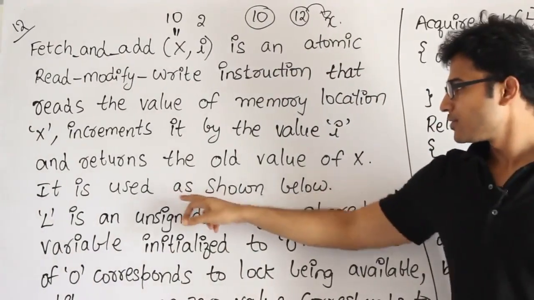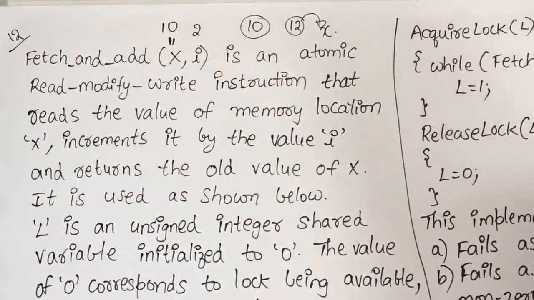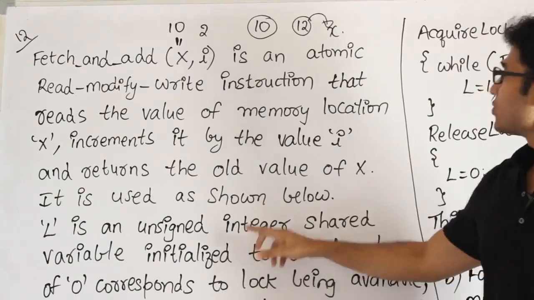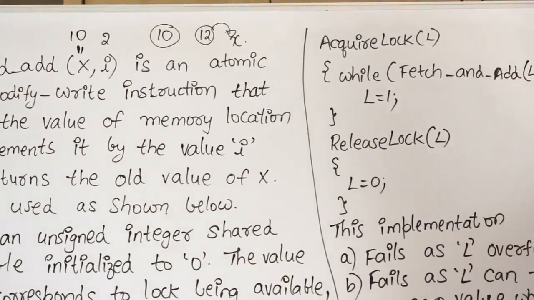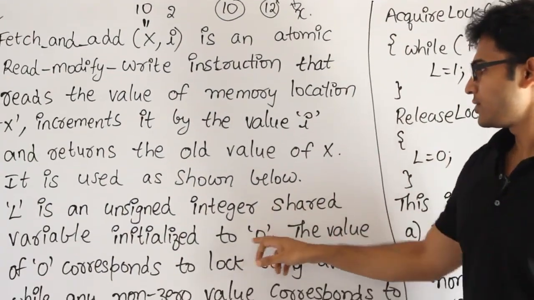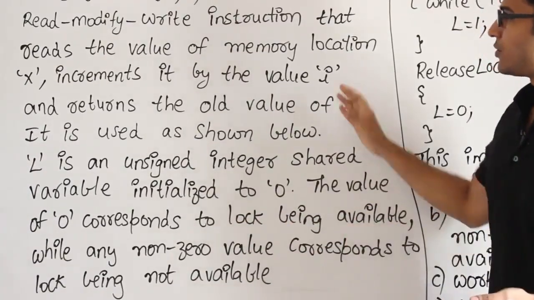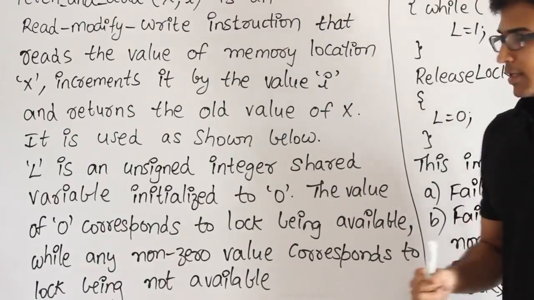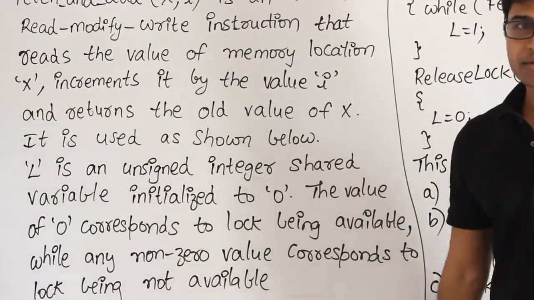And next, it is used as shown below. They are showing the entire code here, and then they are saying L is an unsigned integer. They are sending L as the argument to fetch and add, where L is an integer initialized to 0. The value of 0 corresponds to the lock being unused. So whenever L equals 0, the lock is available, and whenever L equals 1, the lock is unavailable. It is the same as a lock variable, right?